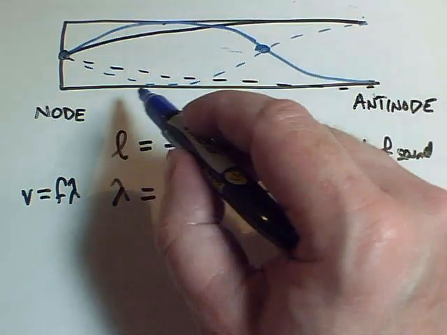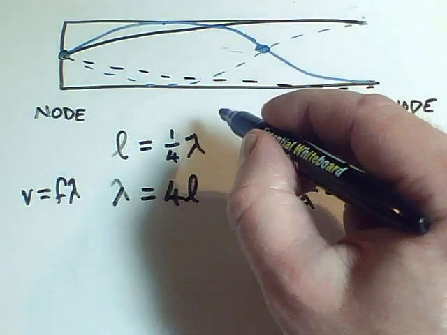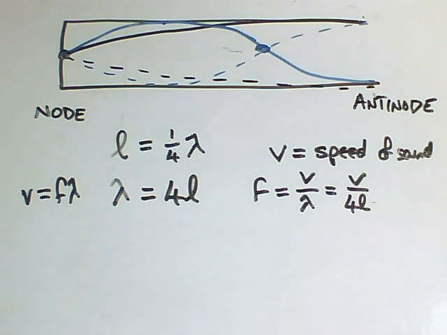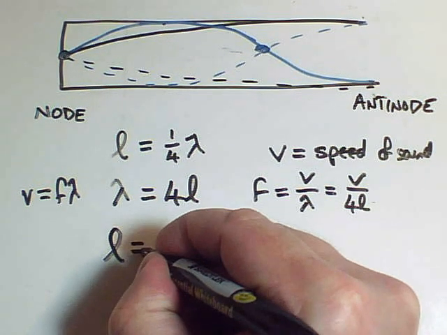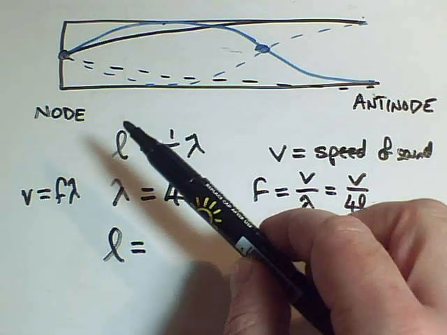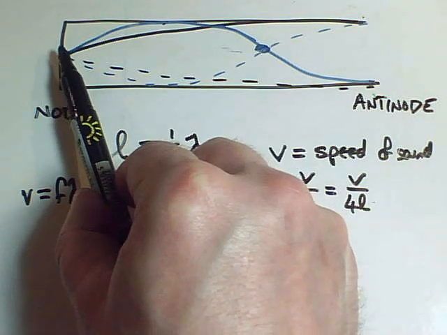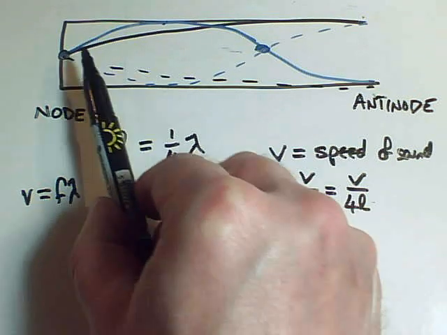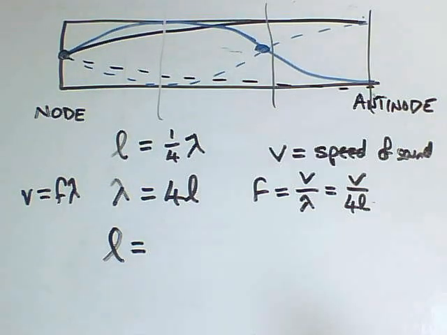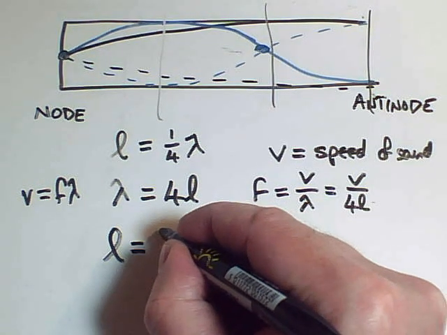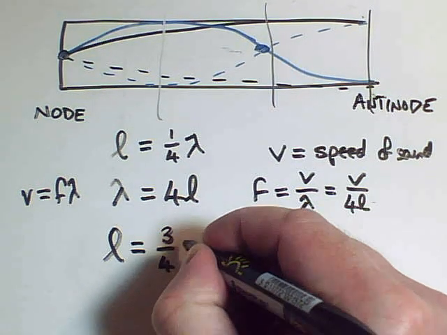And this air is vibrating like mad, an antinode. So what's the length of the pipe now? What's my L in terms of the wavelength? Well, from a node to an antinode is a quarter of a wavelength, so I've got 1, 2, 3 of those quarter wavelength distances. So L is now 3/4 of lambda.